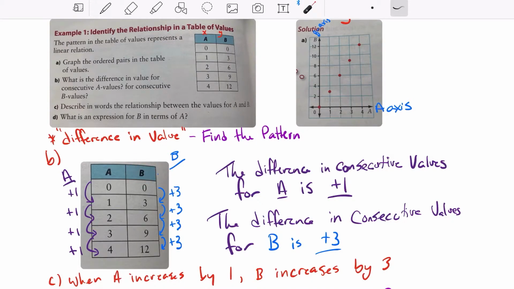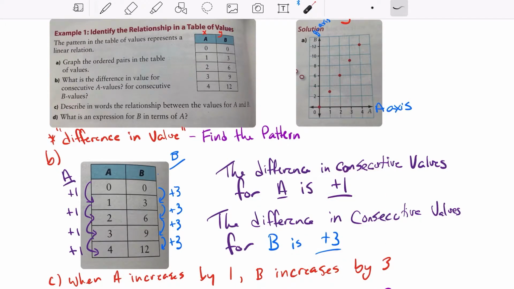So when we look at this, we go from 0 to 1, that's plus 1. From 1 to 2, plus 1. From 2 to 3, plus 1, and we continually go up by 1. On the B side, it's plus 3. 0 to 3 is plus 3, 3 to 6 is plus 3, 6 to 9 is plus 3, so we notice that the pattern in the B column is plus 3. It asks, what's the difference in values? The difference in consecutive values for A was plus 1, and consecutive just means moving up by one part of the table. So the difference in consecutive values for B is 3. So the pattern is 1 and 3.